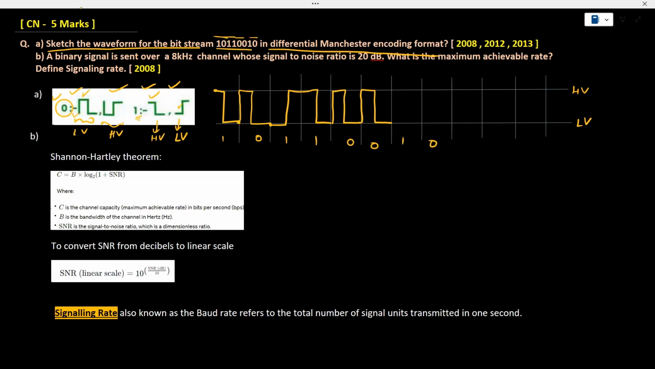Now for 1 we are at a lower voltage, so it will be like this. Now we are at a higher voltage and the value is 0, so we will take a transition like this.